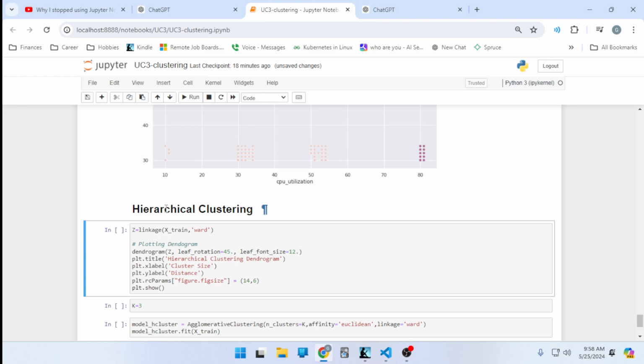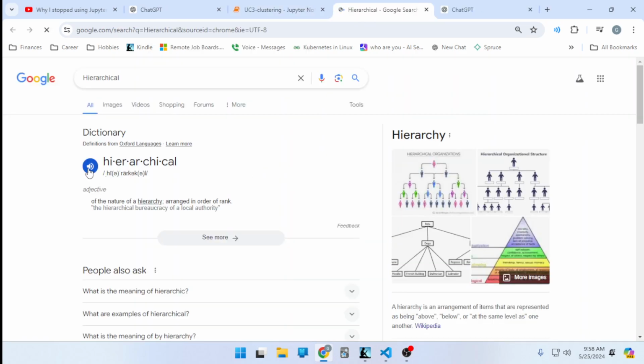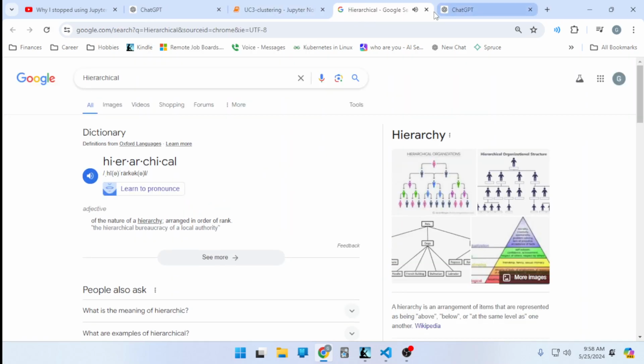hierarchical clustering. Hierarchical, right? Is that how you pronounce that? Hierarchical. Hierarchical, yep.